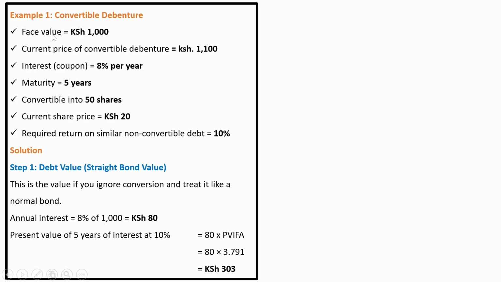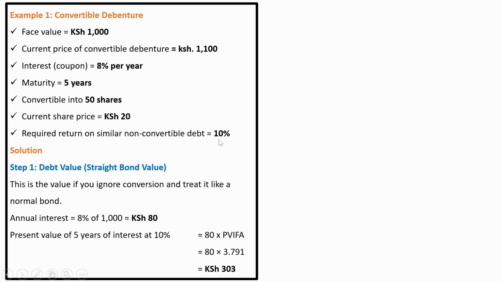So the face value can also be called the par value. It can also be called the principal value. And then interest, also known as coupon, is given as 8% per year. Maturity is 5 years. The conversion ratio, you are told the debentures are convertible into 50 shares. The current share price is 20 shillings. Required return on similar non-convertible debt is 10%.